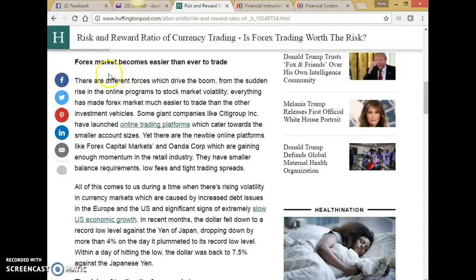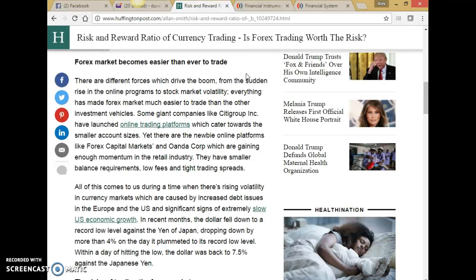So the Forex market becomes easier than ever to trade. I won't call it easier. It's something that you got to spend time learning: market behaviors, learning what the assets are, which are the currency pairs. They got different types. You can look into indices, which is a group of companies, a group of assets that are grouped together to make one entity, which is called indices. You can get into commodities, which is oil, gold, wheat, silver, copper, a lot of different things.